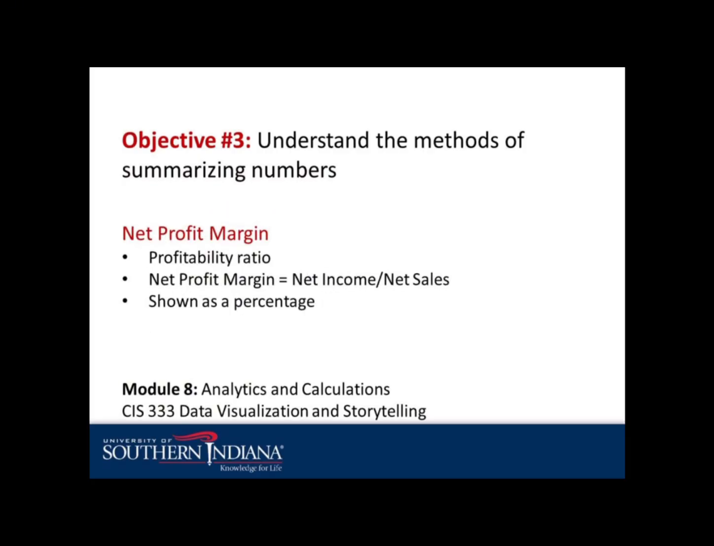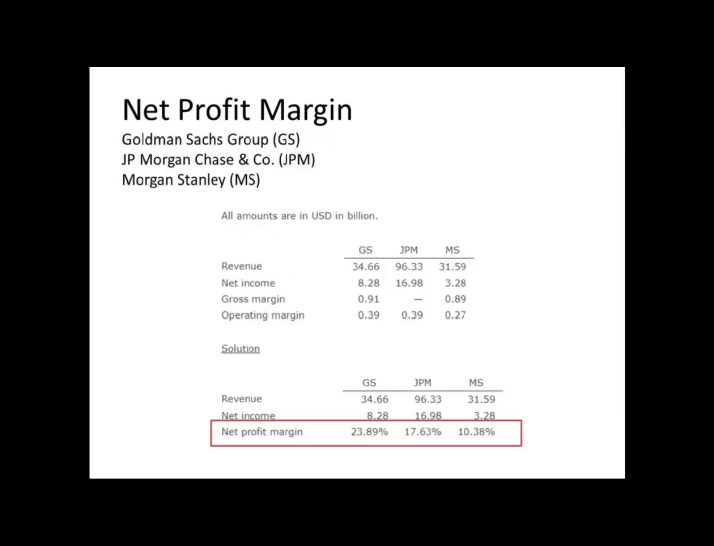The net profit ratio, net profit margin. So this is a profitability ratio, and it's a calculation where you take your net income divided by your net sales. It's generally shown as a percentage. And let me show you an example. So your net profit margin is on the bottom, and that is calculated by taking the net income divided by the revenue. So that gives you your net profit margin.